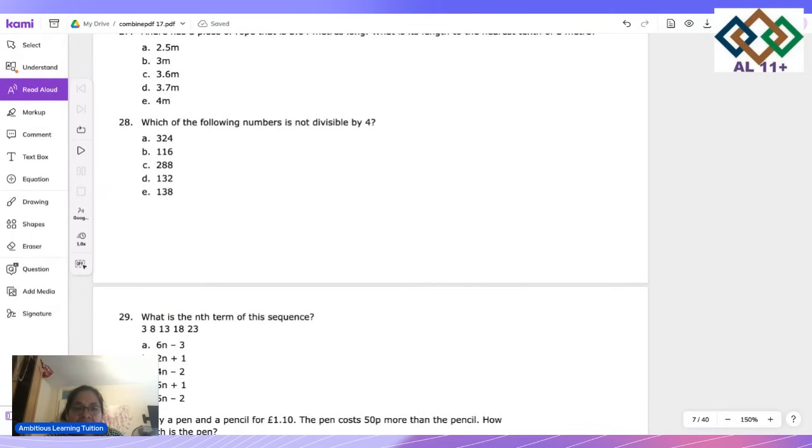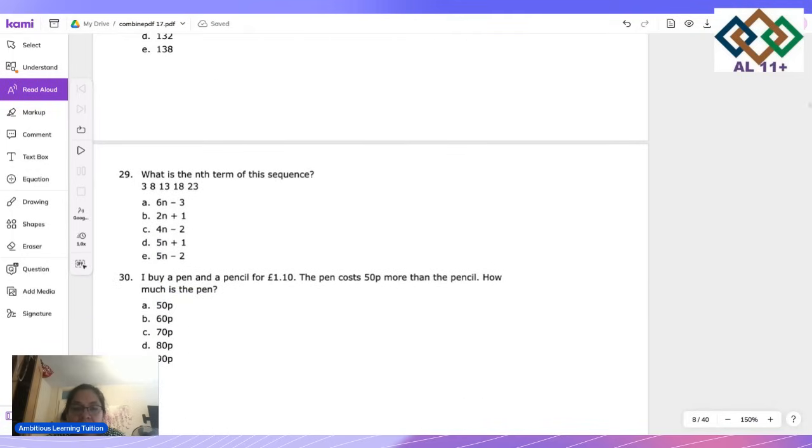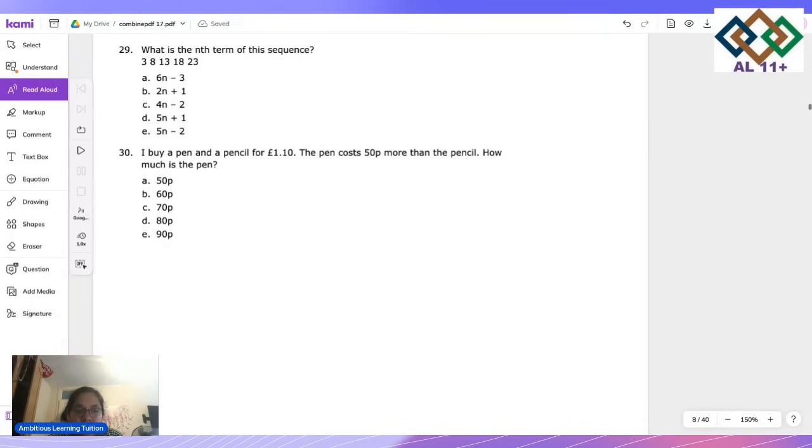And then you have: which of the following numbers is not divisible by 4, does not come in 4's table basically, and you can't divide them by 4. And the nth term of the sequence, now you have to find the nth term. So if you have not done nth term, it will definitely come in the 11 plus. One of the questions in Kent would be for nth term. And this type of question is also very common.